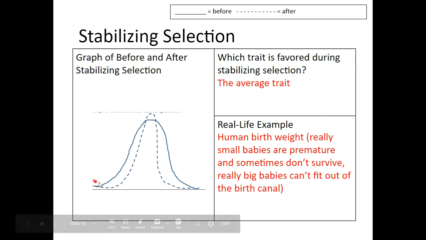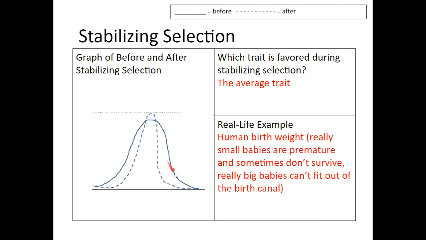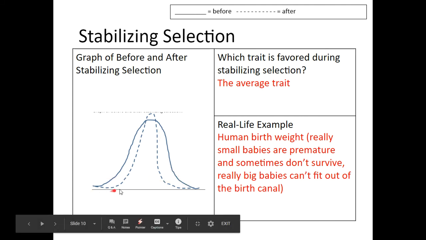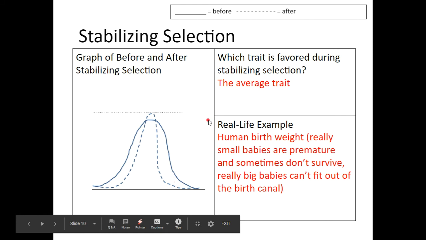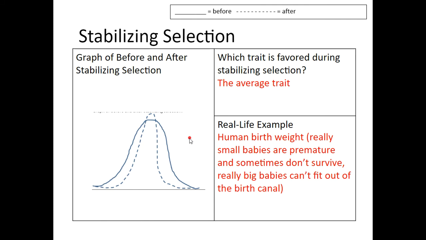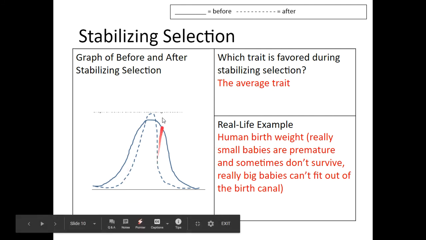So make sure you've got your straight line for the before and then a dotted line for the after. And by before and after, we mean, over the course of 100 years or something, we are recording and measuring and taking a look at the data of human birth weight. And what we see is that most babies are born here at an average weight of about 5 to 6 pounds.